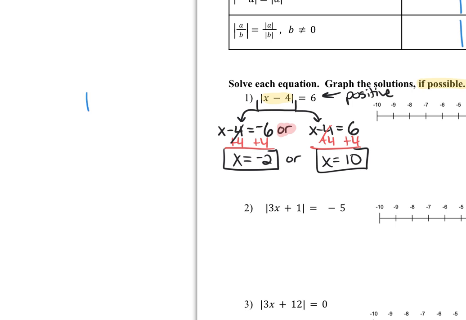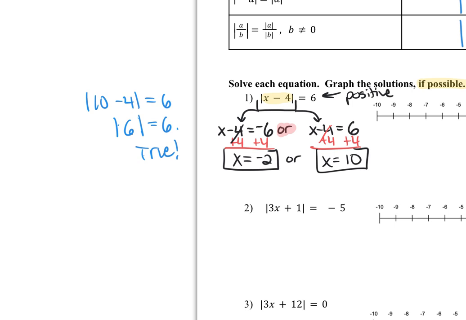If we plug in negative 2 for our x, that was our first answer we got. What's negative 2 minus 4? Negative 6. What's the absolute value of negative 6? So this is true, right? Woohoo! If I do positive 10, everything else is the same, but now I have positive 10 minus 4. What do we get? 6. Is the absolute value of 6 still equal to 6? Yes.